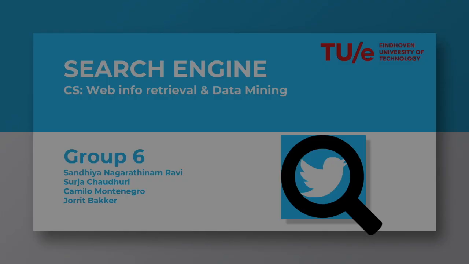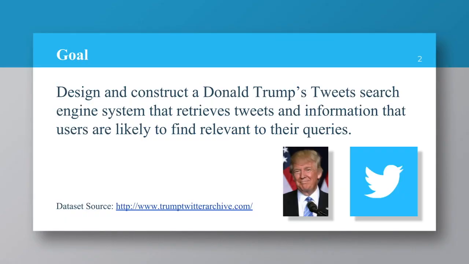Our main goal in this project is to design and construct a Donald Trump tweet search engine system that retrieves tweets and information that users are likely to find relevant to their queries. Our data source is the Trump Twitter archive. This source is a four-year compilation of Donald Trump's tweets.